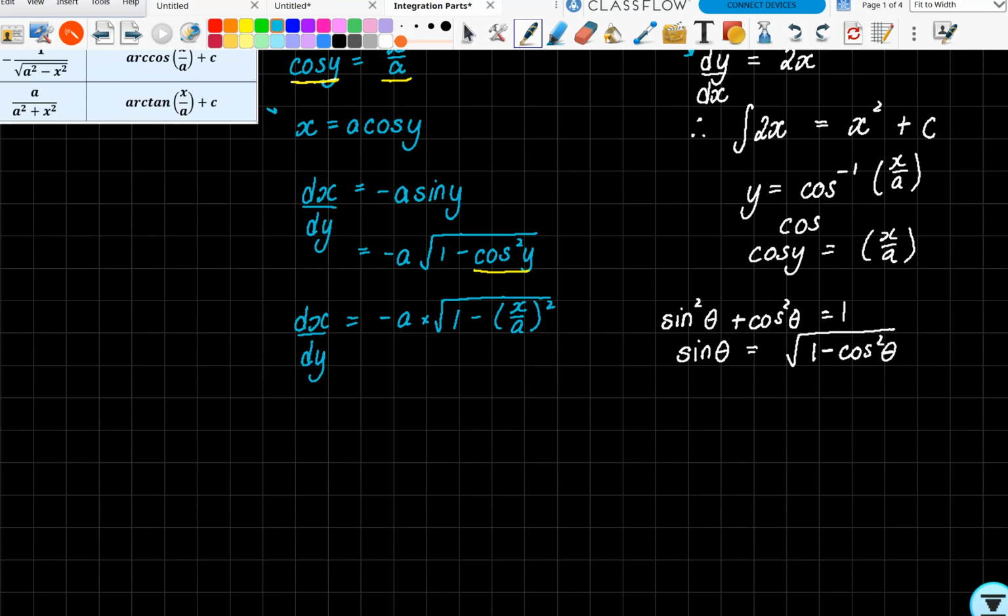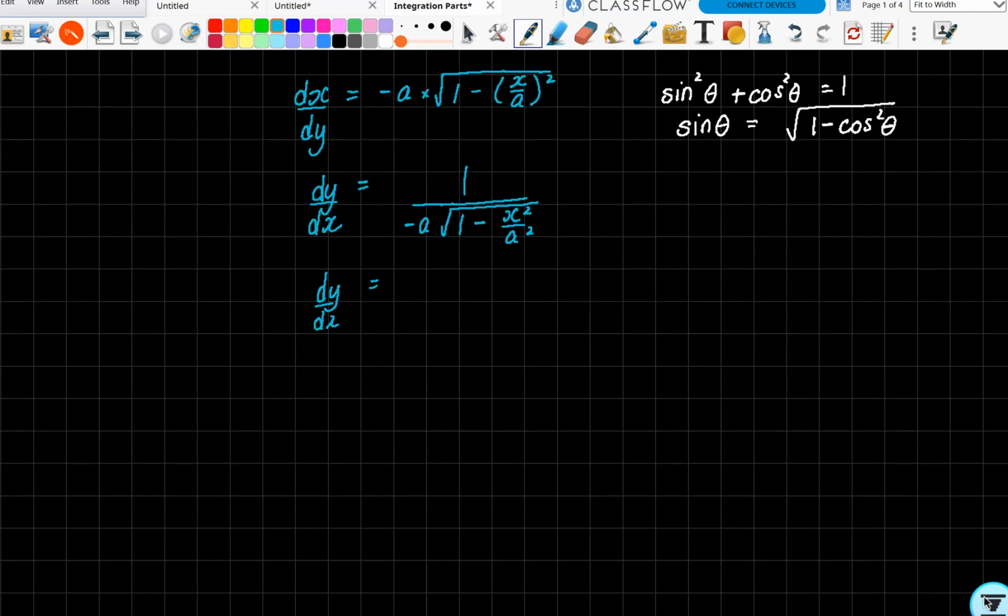The other thing we're going to do is, remember, we don't want dx by dy, we want dy by dx. So here's another great thing that we're allowed to do. We can actually flip it. So that becomes minus a all over 1 minus, now when I square a fraction, that becomes x squared over a squared. It's just one or two little steps to finish off. How do we make that look like the thing we wanted at the top? Let's see, we can keep our minus a there.